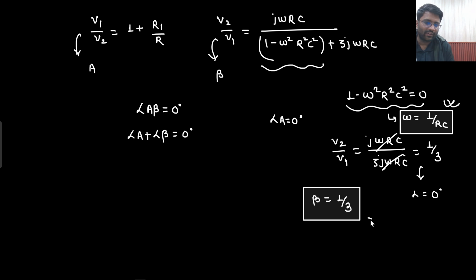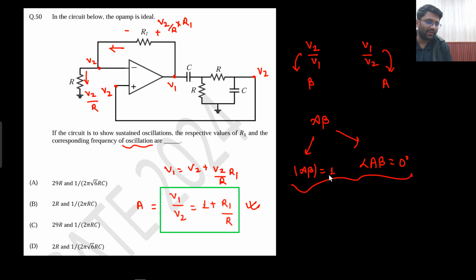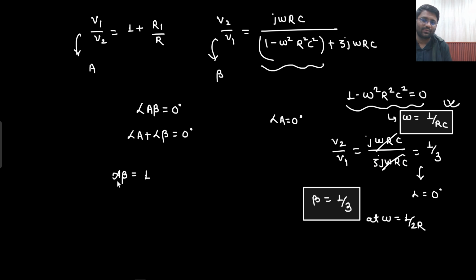This you have got at frequency of oscillations, which is 1 by RC. Now another thing you know that I need A into beta should be equals to 1. Two conditions I said: mod of A into beta should be equals to 1 and angle of A beta should be equals to 0. So this should be equals to 1. 1 plus R2 by R1, R1 by R, this is your A.